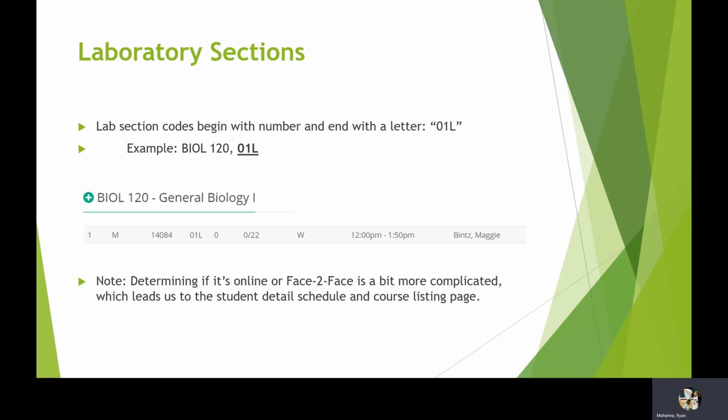I do want to note that determining if it's online or face-to-face can be a bit more complicated, which leads us to the next part of this presentation, and it involves the student detail schedule and the course listings page. So if you are someone that's going to register for labs, yes, you can use Schedulizer and see, okay, I know this lab is Wednesday, 12 to 1:50, but is it being taught online or is it something I have to be on campus face-to-face? And this next section will show you how to do that.